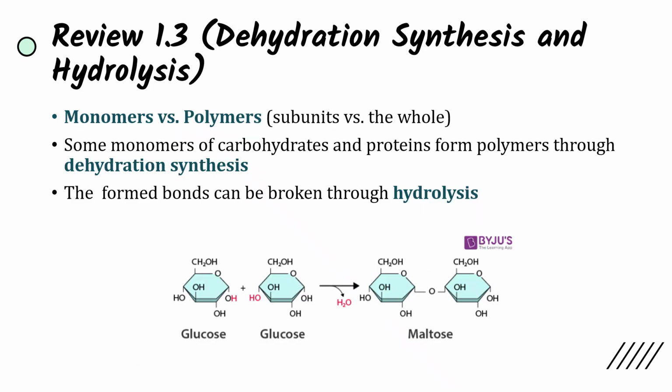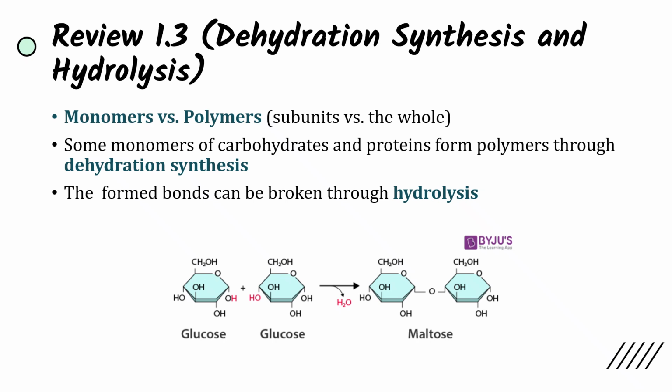Next up on 1.3, there are monomers versus polymers, meaning subunits versus the whole. Think about Legos. Individual Lego blocks would be the monomer, while Lego blocks put together to form a structure becomes the polymer. And every macromolecule is made up of some sort of monomer, except for lipids, which form polymers. So monomers of carbohydrates and proteins form polymers through what's called dehydration synthesis. Dehydration means you're losing water, and synthesis means that you're taking away water to combine two monomers.